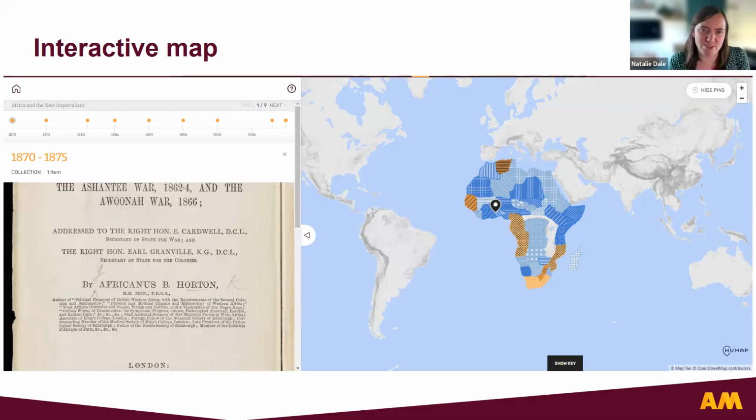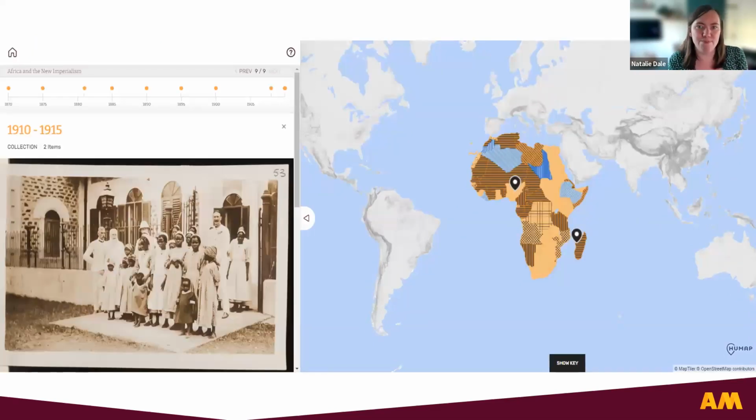And what we kept coming back to was that at its core, this is a really powerful tool in allowing users, and undergraduate students in particular, to visualize and comprehend the speed and scale of colonial expansion and the impact that this had on the people who were living there. And you can see, if I move from this 1870 view to 1915, the speed at which the claims on Africa have changed in this very short period of time.